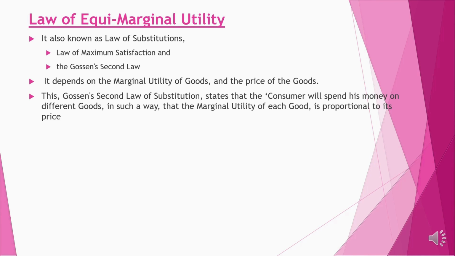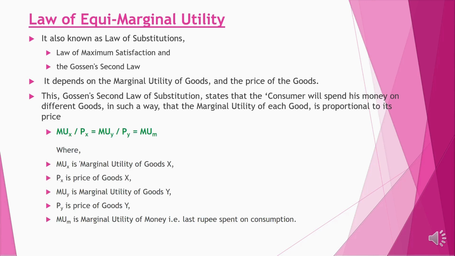That is, if a consumer has two goods, good X and good Y to consume, he will be in equilibrium when MUx divided by Px is equal to MUy divided by Py is equal to MUm. MUx is the marginal utility of good X, Px is the price of good X, MUy is the marginal utility of good Y, Py is the price of good Y, MUm is the marginal utility of money, that is the last rupee spent on consumption.